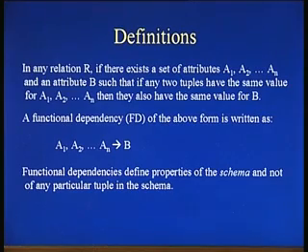Essentially, this kind of dependency that exists between A1 to AN and this attribute B should be a property of the entire set of tuples that are there in the schema. For example, I might say that the employee number uniquely determines the name of the employee, in any relational database schema.